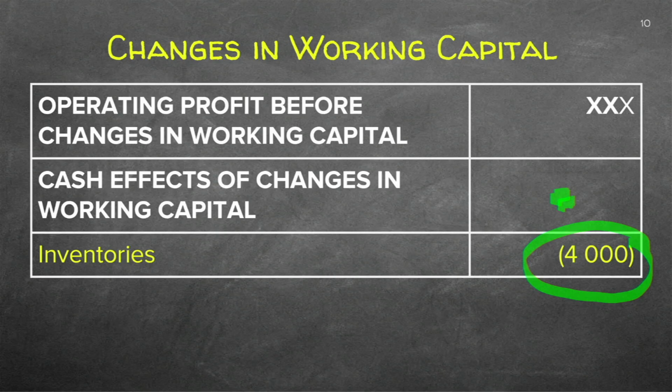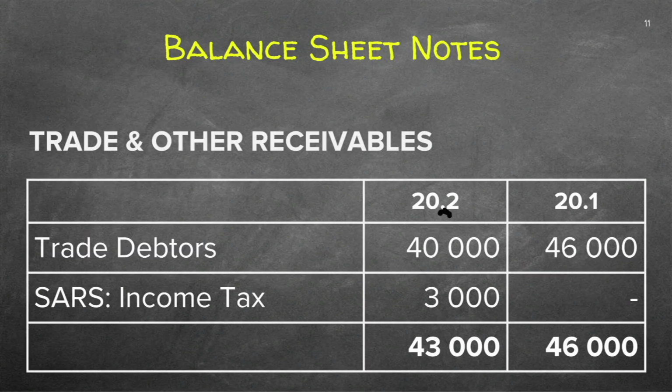I list my inventories. Inventories went up, which means money must have flowed out. Hence, the amount is in brackets. I move on to my trade and other receivables. I've got my trade debtors. Last year it was 46,000. This year it's 40,000. So the debtors have gone down.